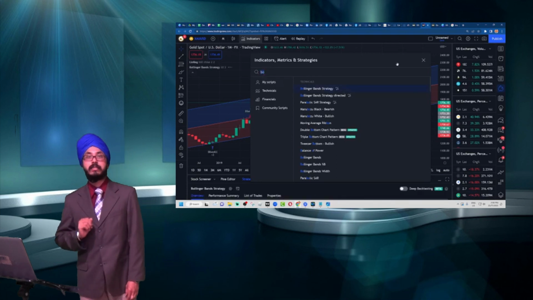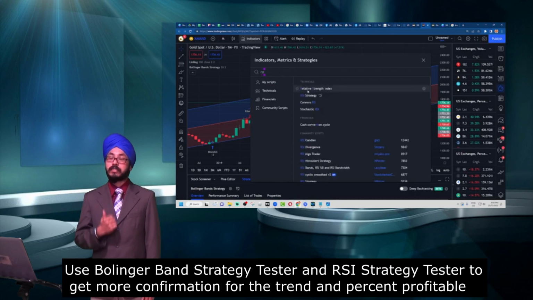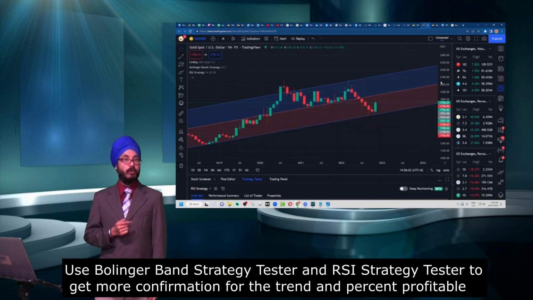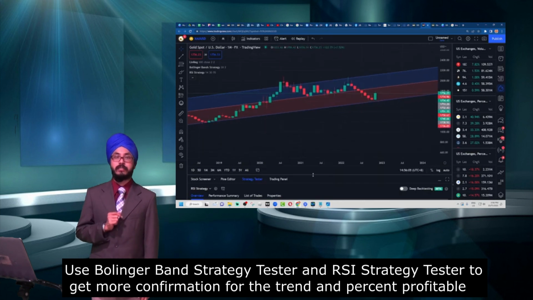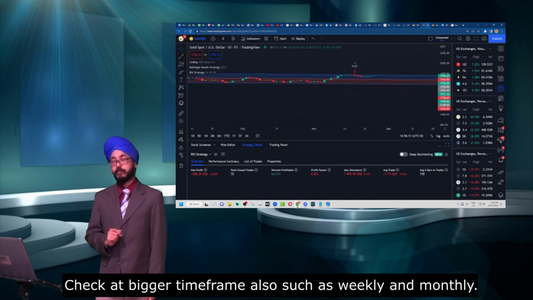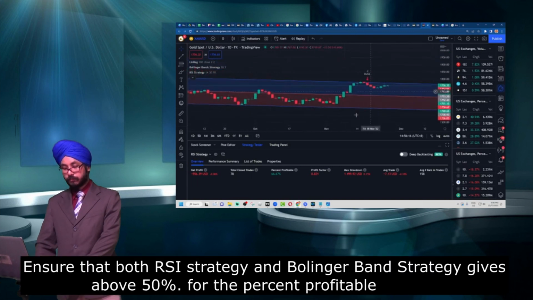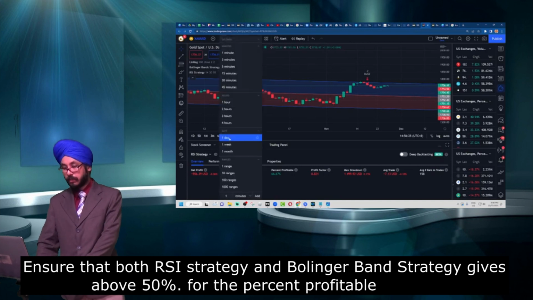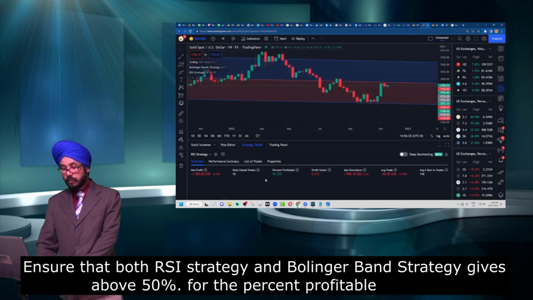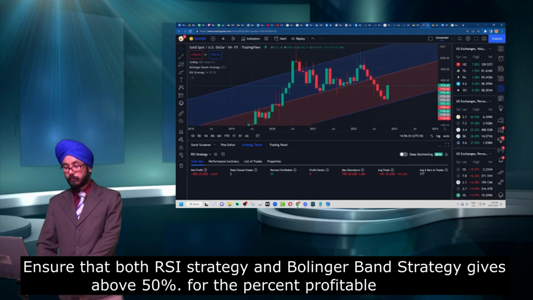As we are able to see here, we need other strategy testers, which are the Bollinger Band strategy tester and also the RSI strategy tester. It is very important to ensure that they are giving a percent profitable above 50%. Firstly, we will go with the daily and look at our RSI strategy. It is 66.67%, and if we look at our weekly, we have about 56.25%, and for our monthly we have about 0%.